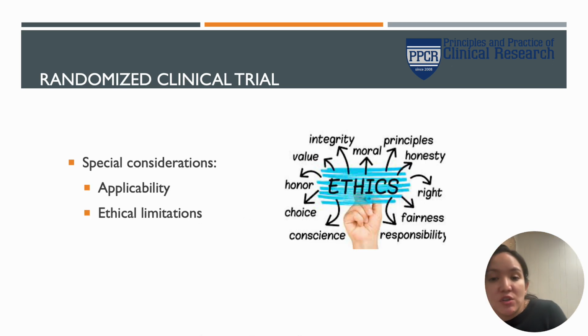The special considerations for a randomized clinical trial involve applicability and ethical limitations. In the case of applicability, we aim to control every possible variable in a randomized controlled clinical trial. However, this is not necessarily a resemblance of the daily life of a patient. Therefore, we can ask how applicable this is in an environment that is not controlled. And of course, ethical limitations, we have already had extensive discussions in previous lectures.